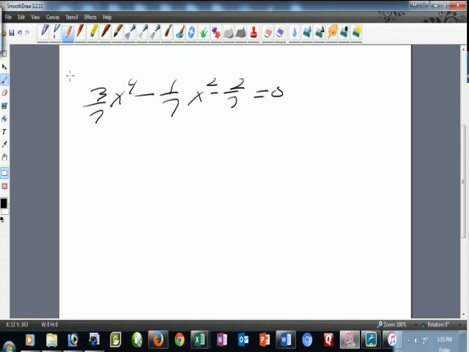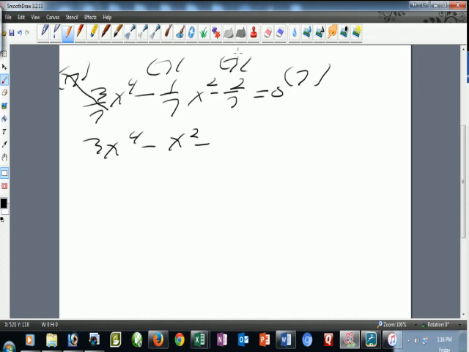Right off the bat, you don't like fractions. Multiply everything by 7. 3x to the fourth minus what? X squared. Bam, bam. The 7s cancel, right? That's a pitiful looking parentheses, right? And what's 7 times 0? 0. Do you love me?